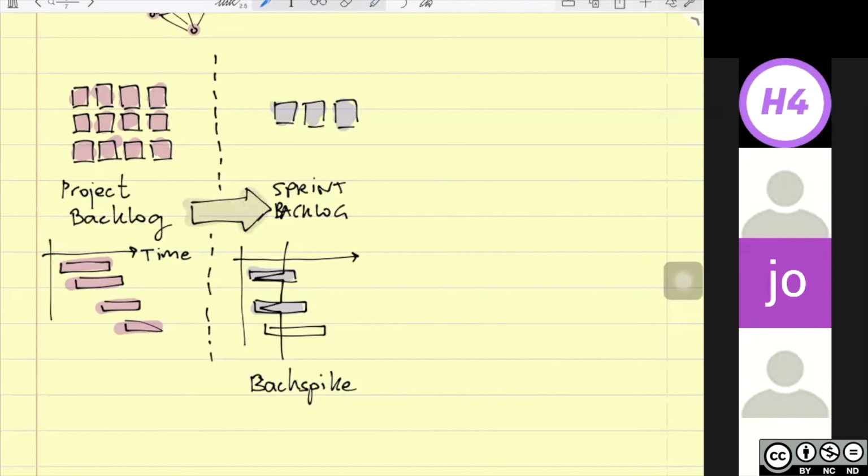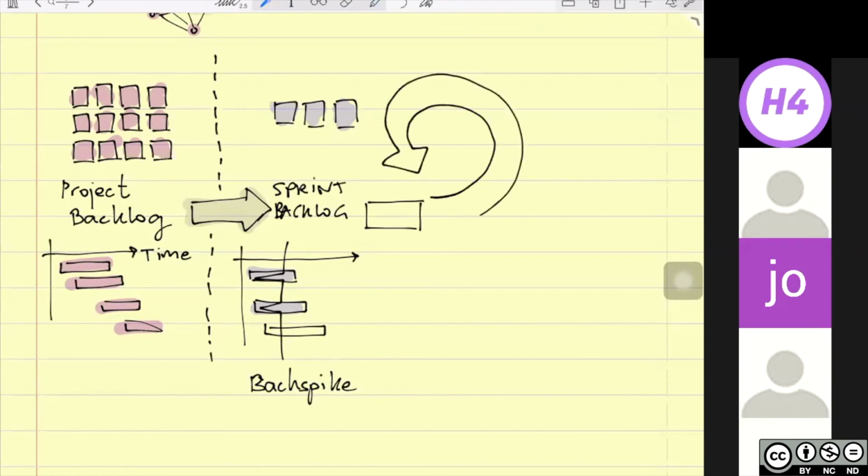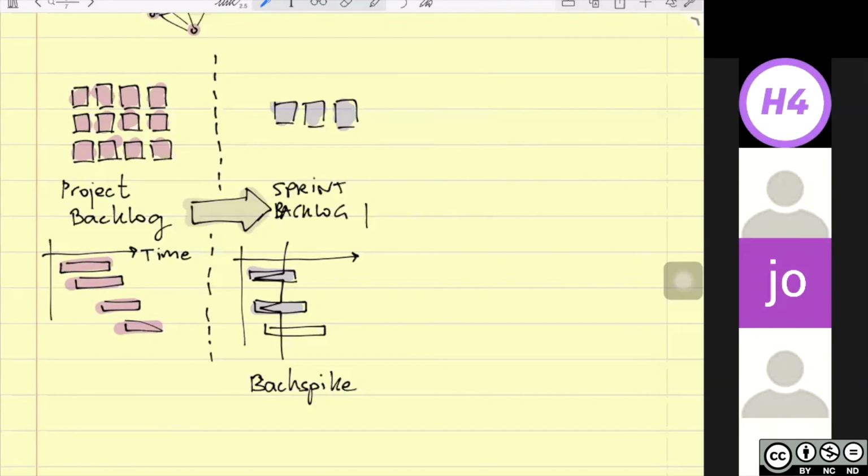Once we have the backlog, we start a so-called iteration. And I'm going to try to paint it pretty.